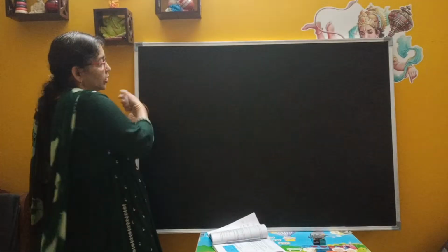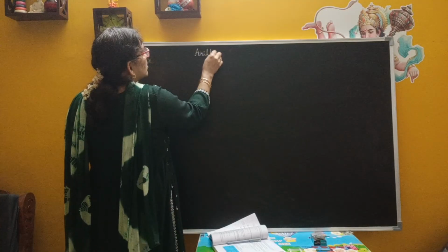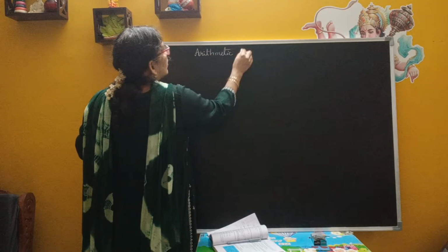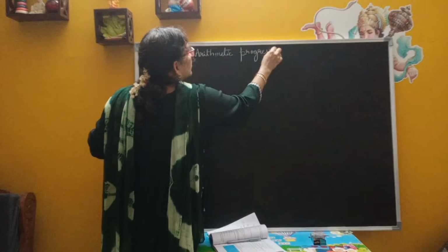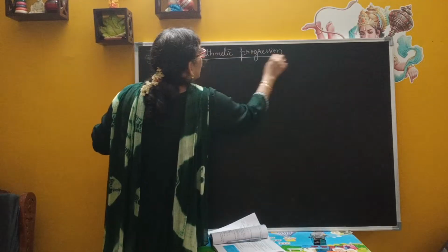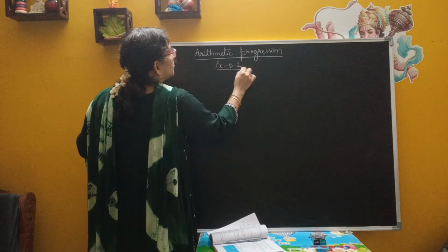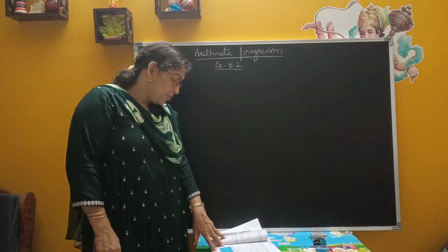Exercise 5.2. This chapter name is arithmetic progression. In that, we are going to discuss exercise 5.2. So, let us start with the first main. First main, fill in the blanks in the following table.